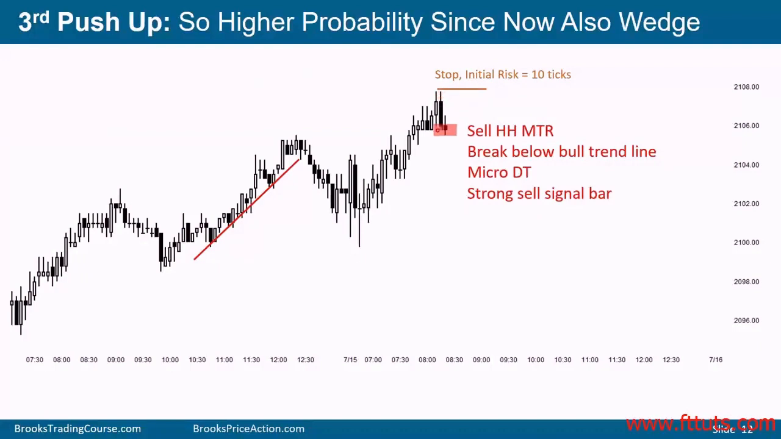If you do sell below this bear bar, it's reasonable to put your stop just above the high of that bar. That is your initial risk from your entry below this bear bar right here to your stop just above. In this particular case, that's 10 ticks.